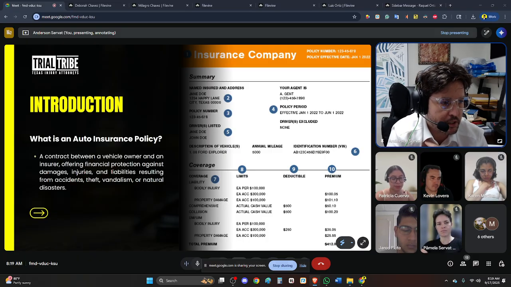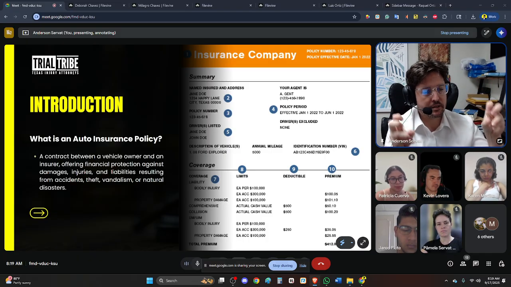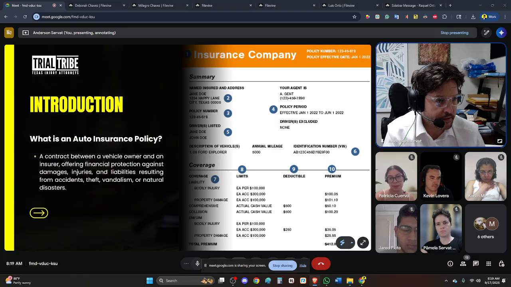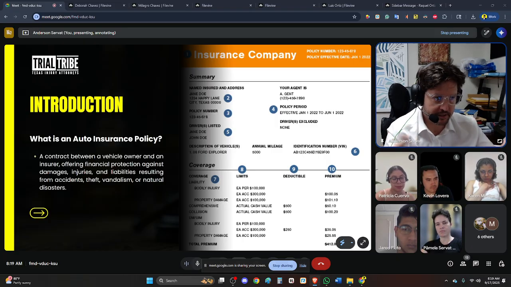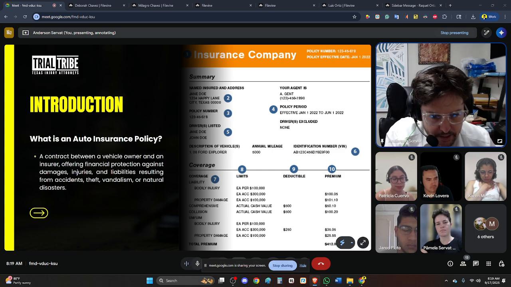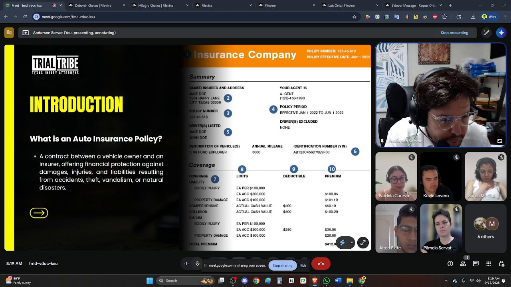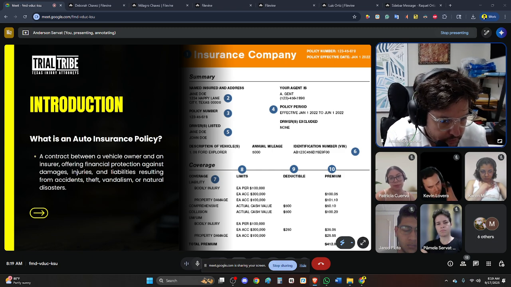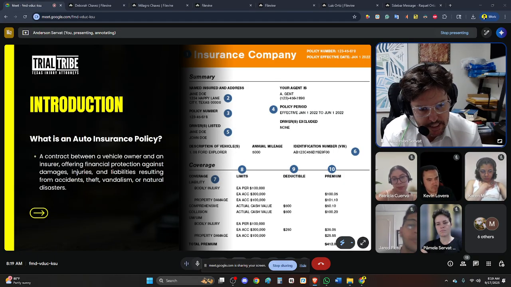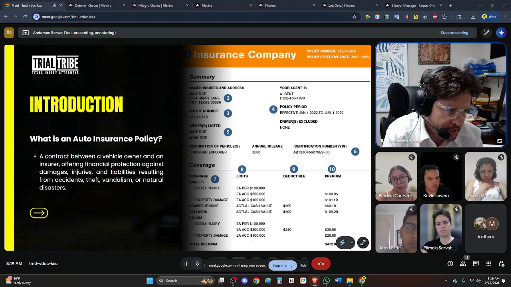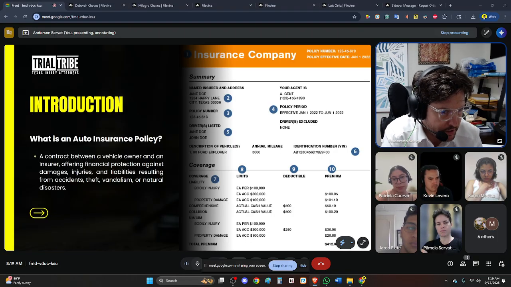Collision, well, this just repairs your car. Your vehicle is first-party insurance, so it's going to pay back to you the value of your car, the market value. So it's not the price that you paid in the beginning, but what its value is today. UM, the underinsured, uninsured coverage, that's first party also.